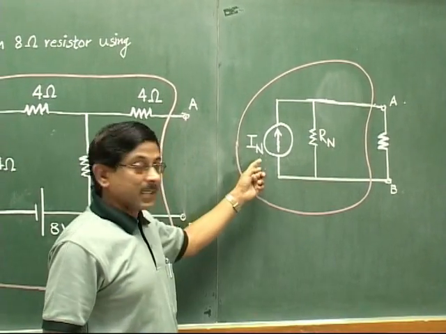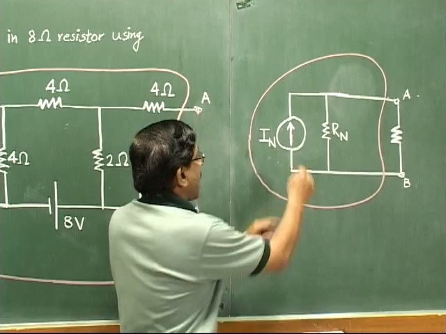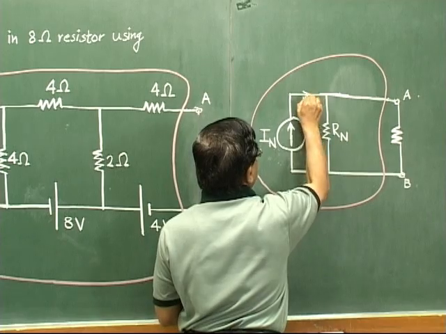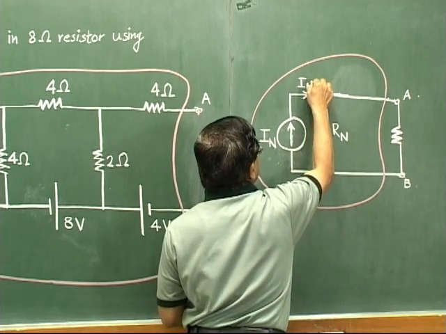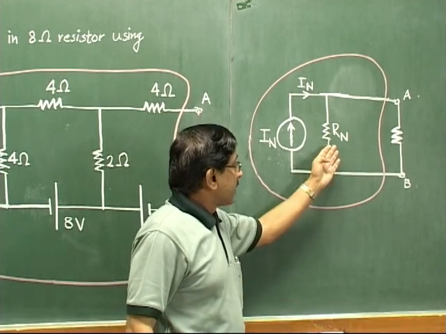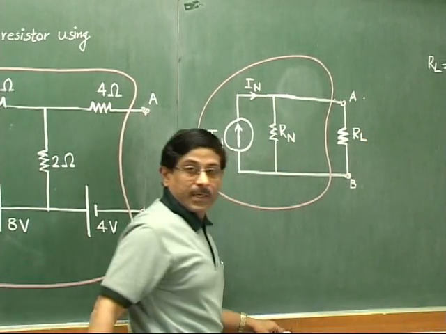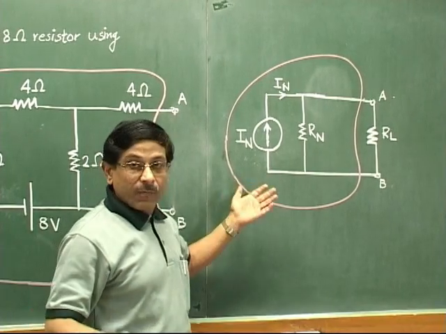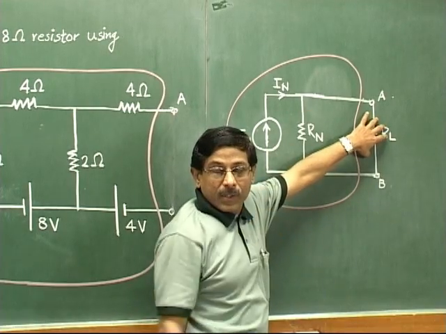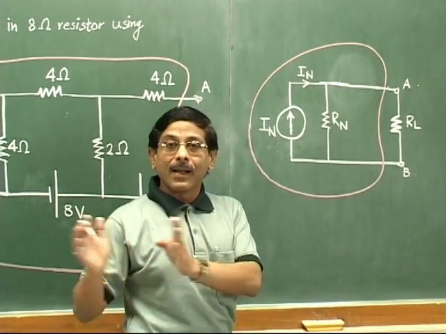Now what do you mean by this current source? The meaning of this current source is that a current of IN would be given out by this source. So this current IN would be flowing like this. Now this IN will be distributed in some proportion in this RN and in this RL. Okay, there is a simple formula that we can use for finding out current in RL for such a circuit. A simple formula of distribution of current in 2 parallel resistances.